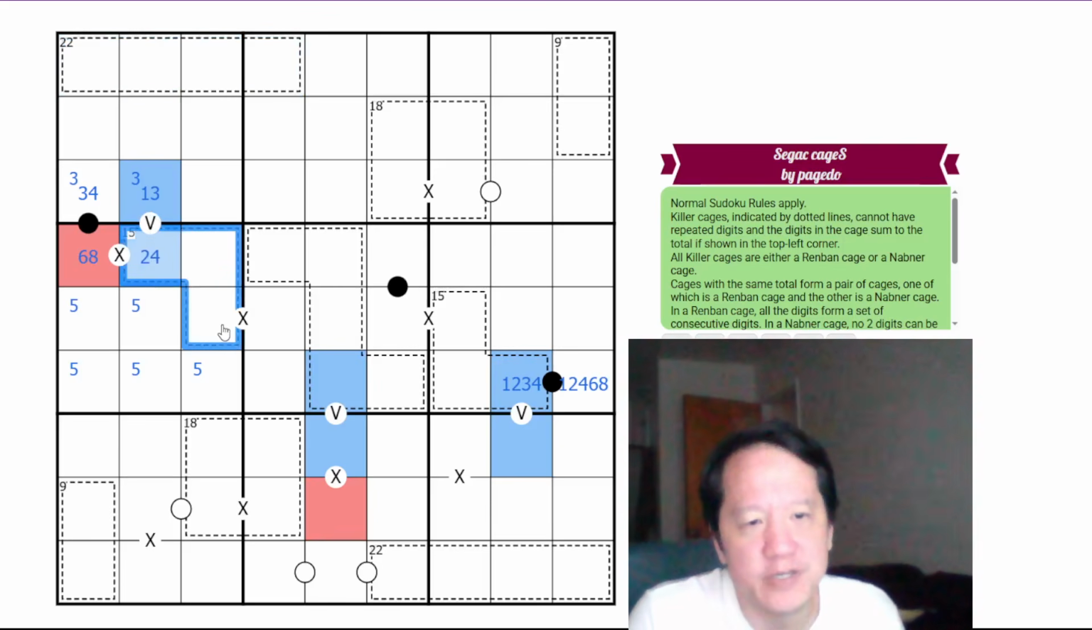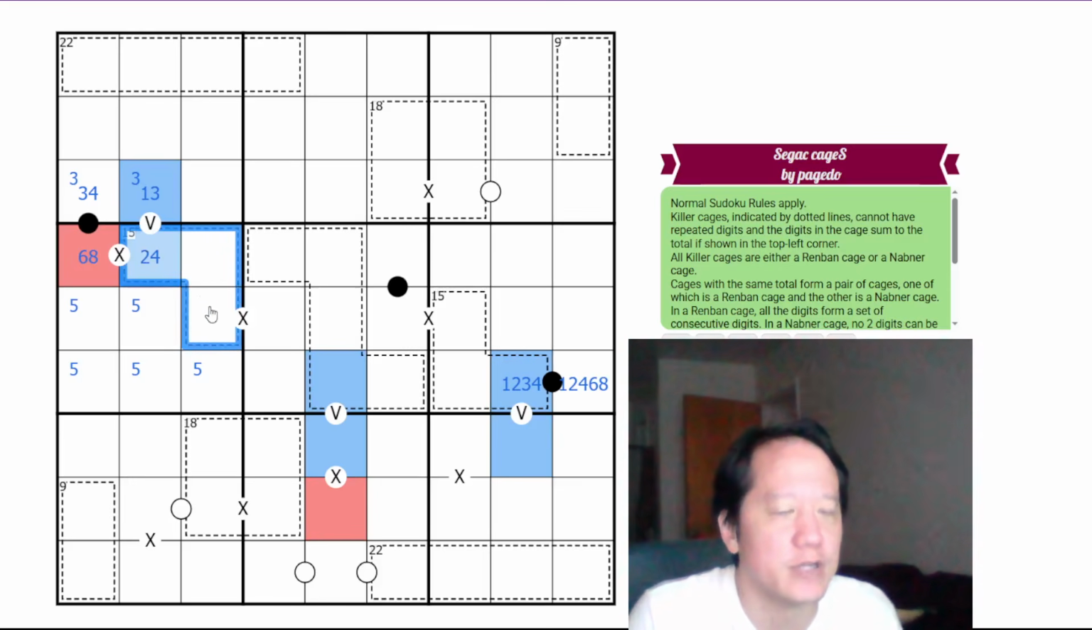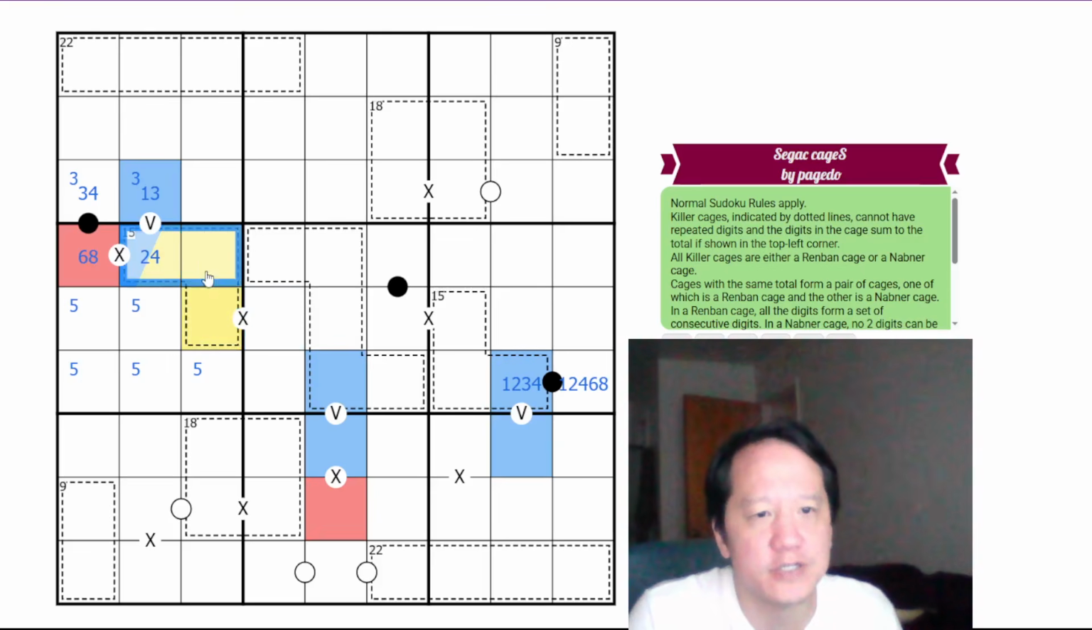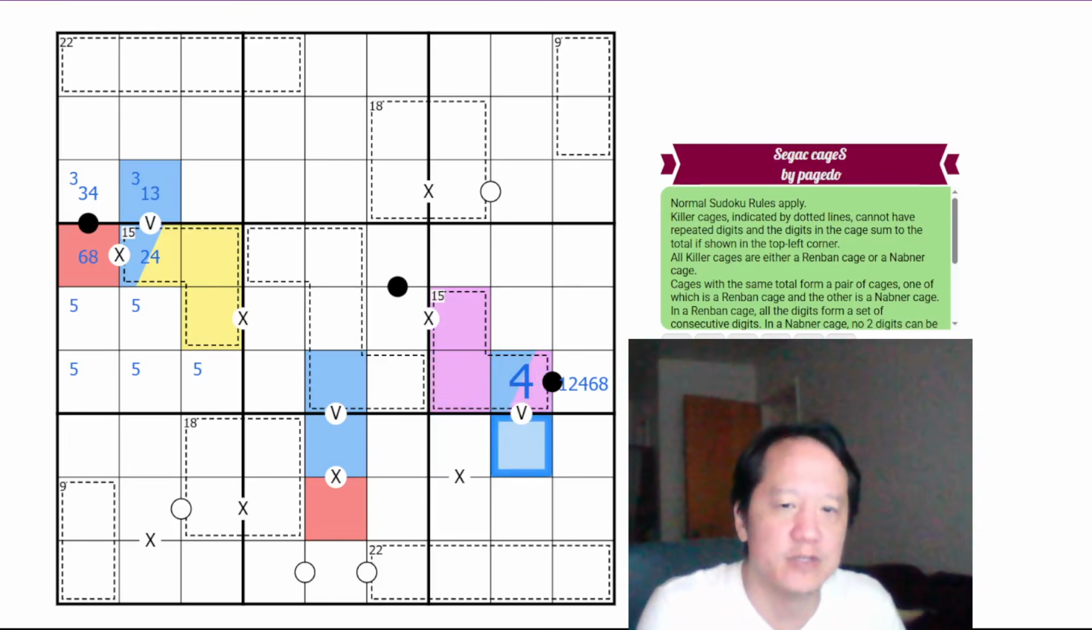Well, we know this, again, this cannot be 4, 5, and 6 because they have to be consecutive. So this has to be the Nabner cage here for 15, which means this is the Renban cage for 15, which means it's 4, 5, and 6. So this is 4. That must be then 1 here. This has to be 5 and 6.